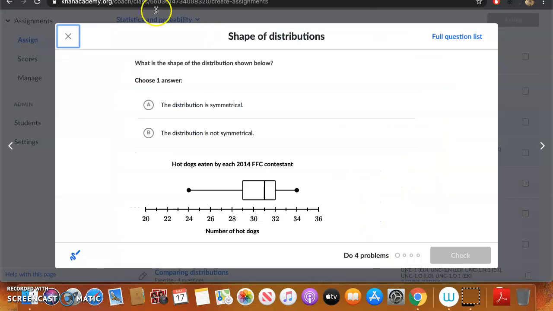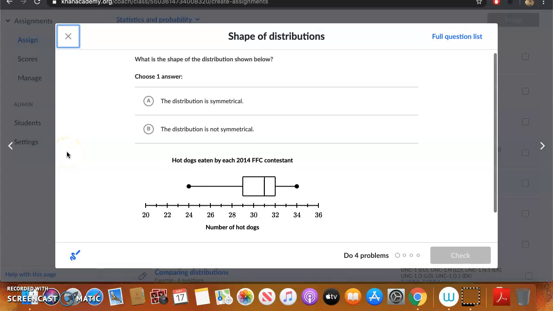So let's go and take a look at some of them. Okay, first problem, what is the shape of the distribution shown below? So we have two choices. Take a look at this box plot, right? Again, this is the min, that's the max, right? Here's the first quartile or the median of the lower half of your data. Here's your median value, and here is the median of your upper half of your data, otherwise known as the third quartile. So 1/4, 1/4, 1/4, and then 1/4, right?